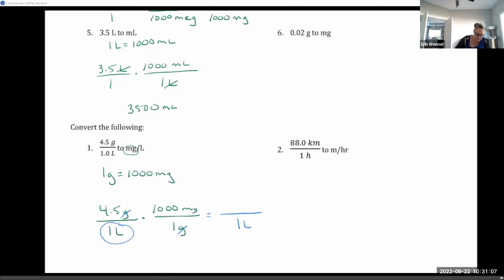So 4.5 times 1,000 becomes 4,500 milligrams in 1 liter. So go ahead and try number 2. Again, we're doing 88.0 kilometers in 1 hour, and we want to convert it to meters per hour.